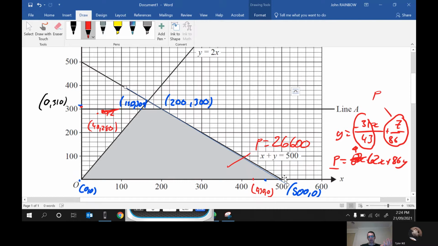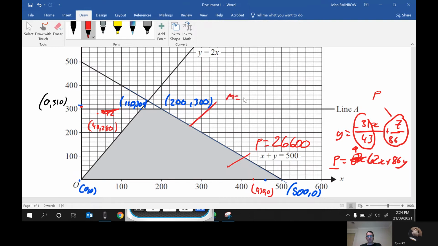Doesn't it, really? And if you think about it, this has a negative gradient. So what is the gradient of this line? The gradient of this line is negative 1. So it needs to be more negative than that. The gradient needs to be less than negative 1, so it needs to be like negative 2 or negative 3 or negative 4.